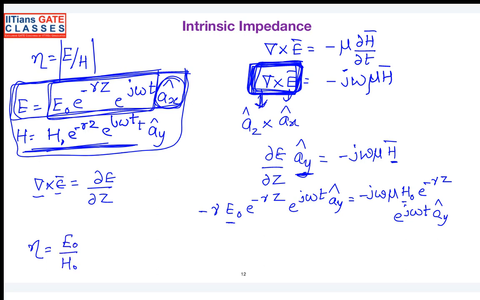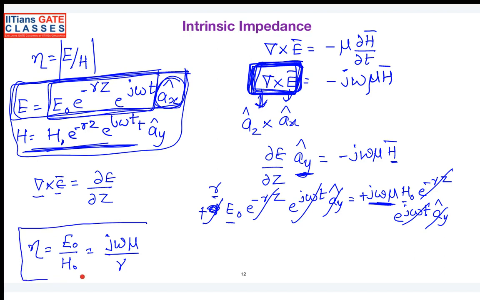So if you are taking the E naught by H naught, your gamma will cancel. Sorry, gamma will not cancel. e power j omega t and e power minus gamma z both get cancelled, and a_y gets cancelled, and this minus also gets cancelled. So if you are taking E naught by H naught here, there will be j omega mu left over here and gamma is left over here. So the impedance can be defined as j omega mu divided by gamma. So this represents the impedance of your medium.